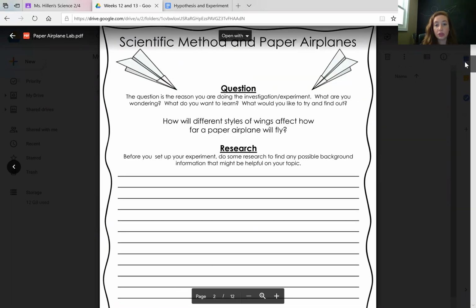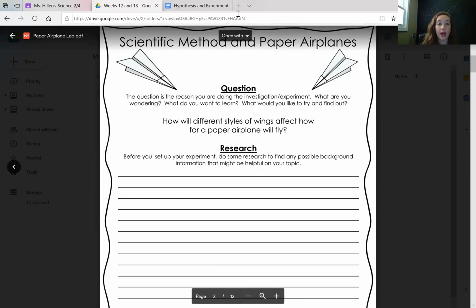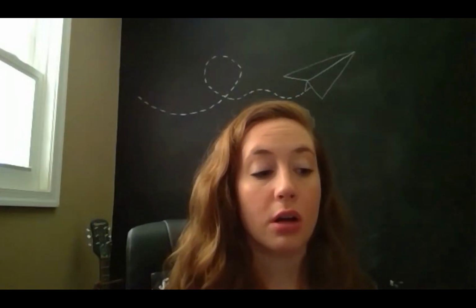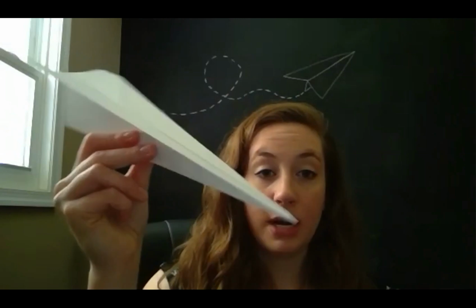So again, the question we're trying to answer is how will different styles of wings affect how a paper airplane will fly? I'm going to show you the different types of wings so you can get an idea of that, and then I'll show you what you need to do for your assignment today. The first wing type is the triangular shaped, okay? Basically the traditional paper airplane. We'll go over how to build these when it actually comes time to building. But for today, all you need to know is what they look like. So this is the triangular shaped, standard paper airplane.